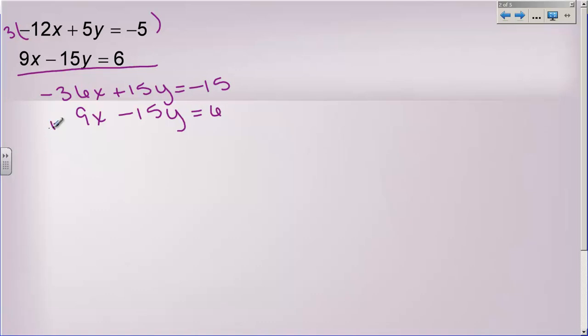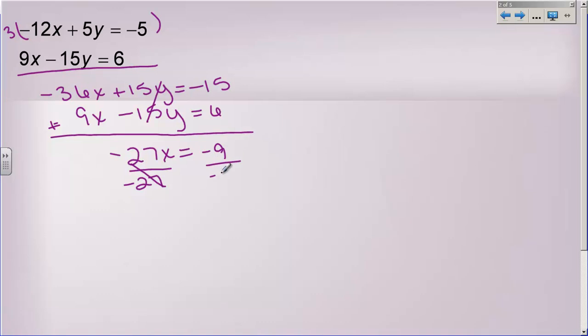And so I can add them up. These cancel. So I have negative 27x equals negative 9. Well, when I divide this time, I'm not going to get a pretty whole number. The two negatives cancel and make a positive, but 9 over 27 just reduces to 1/3. So I have a fraction. It's okay to have a fraction. It's not the end of the world.